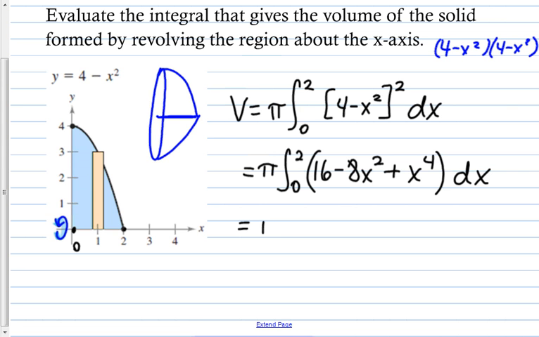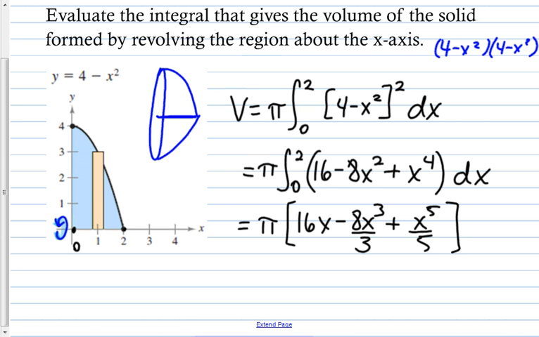So pi, and then integrate. So I get 16x, and then I get negative 8x cubed divided by 3, and then plus x to the 5th divided by 5. And we're evaluating that from 0 to 2. So plug in the 2. And notice how the pi is still there. Please don't forget the pi.